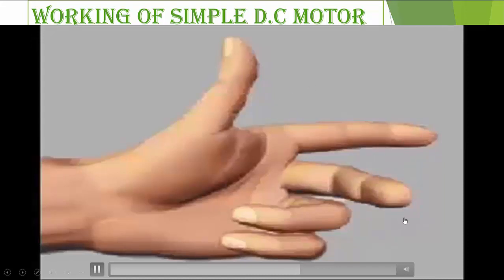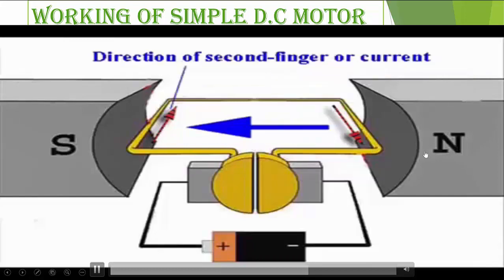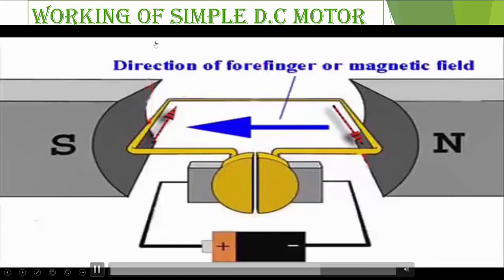Now we will apply this again to the conductor or armature coil. Applying here, we will see that the force is upward. The direction of magnetic field is always in this direction. This blue color always indicates the direction of magnetic field. So here again the thumb indicates the direction of force and it is upward.